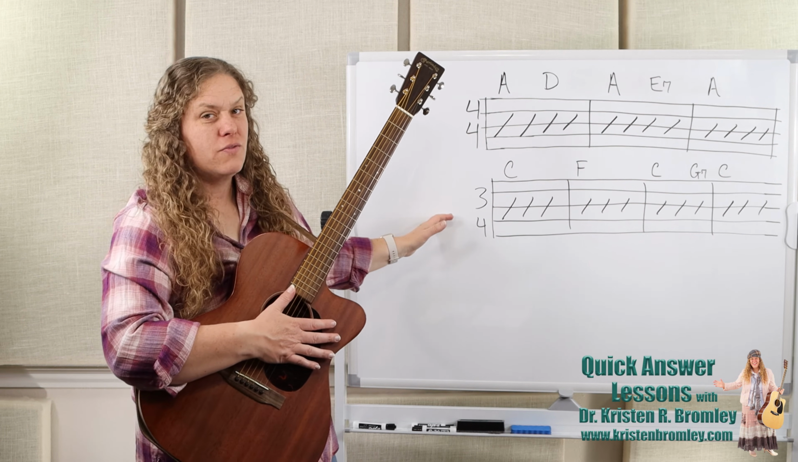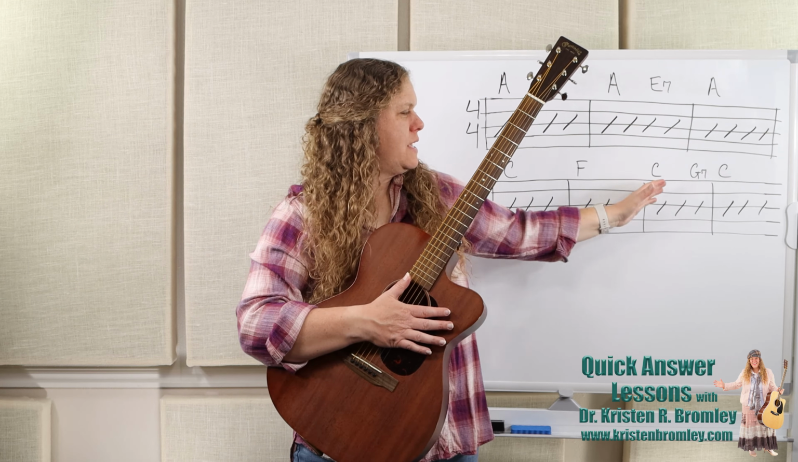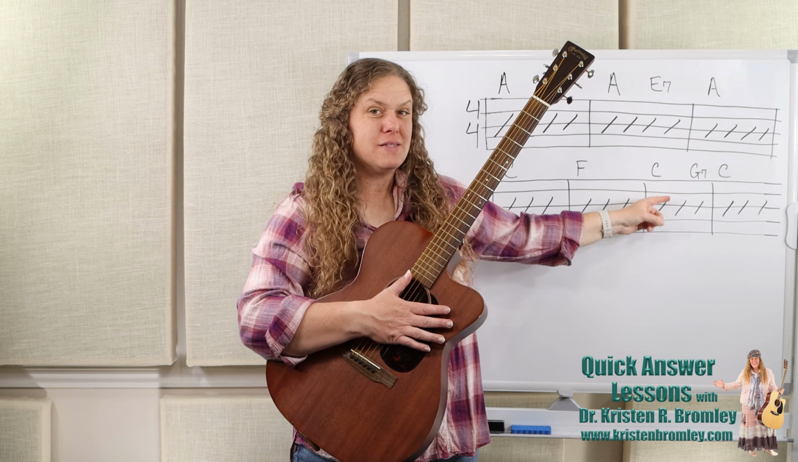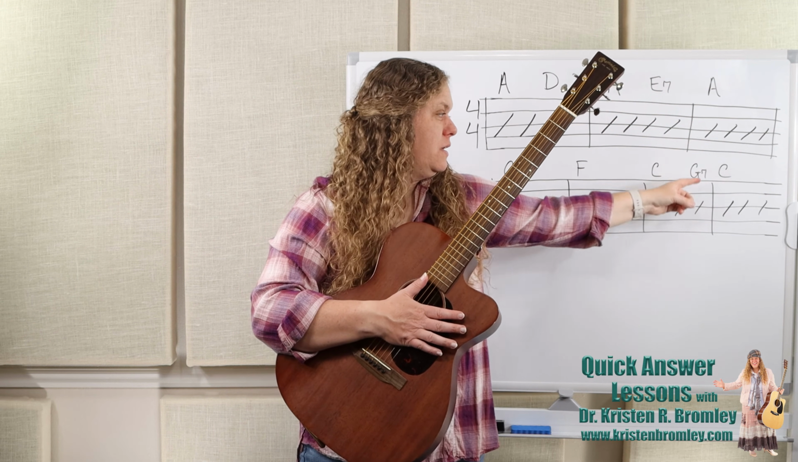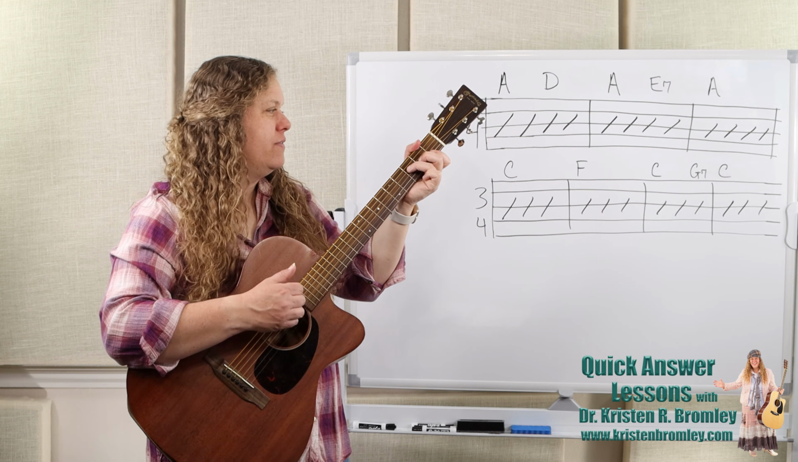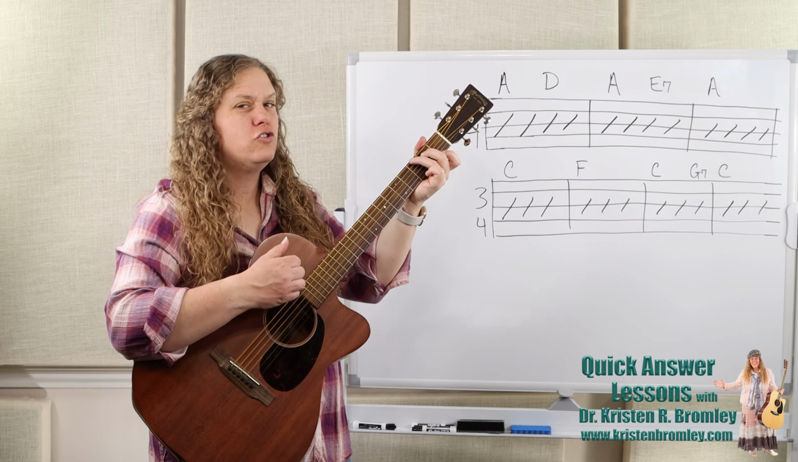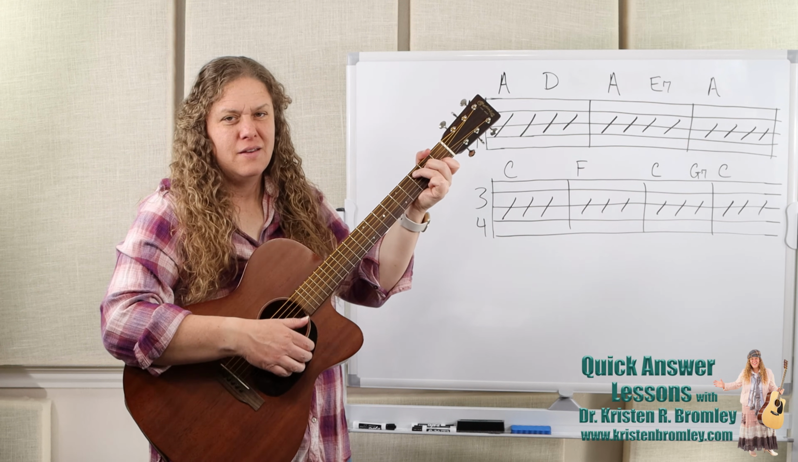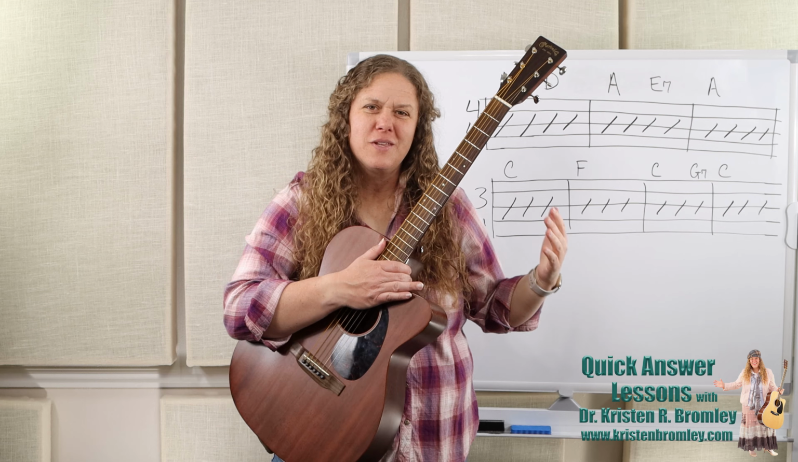Then down here with the 3/4, an example here at the end, you have C for 2 beats, and then the G7 comes in on beat 3, then back to the C. So you'd have C, 2, 3, F, C, G7, C. So something like that. And that's how slash notation works.